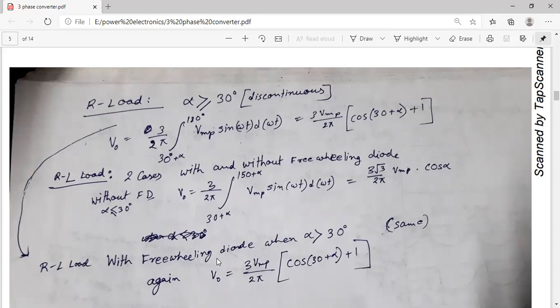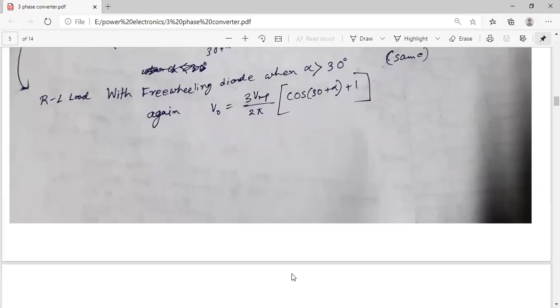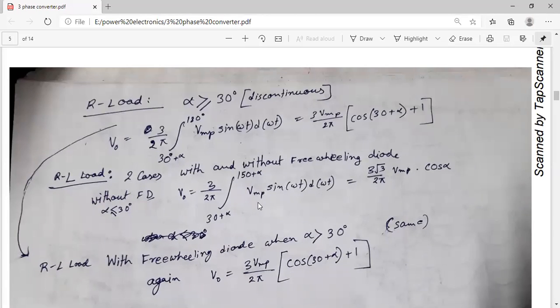And RL load with freewheeling diode, when alpha is greater than 30 degree, it will be same like this one, 3 Vmp, because after 180 degree with the freewheeling diode, what will happen? With freewheeling diode, we will allow current conduction, but during the freewheeling action, what is in conduction? That is, diode is in conduction.